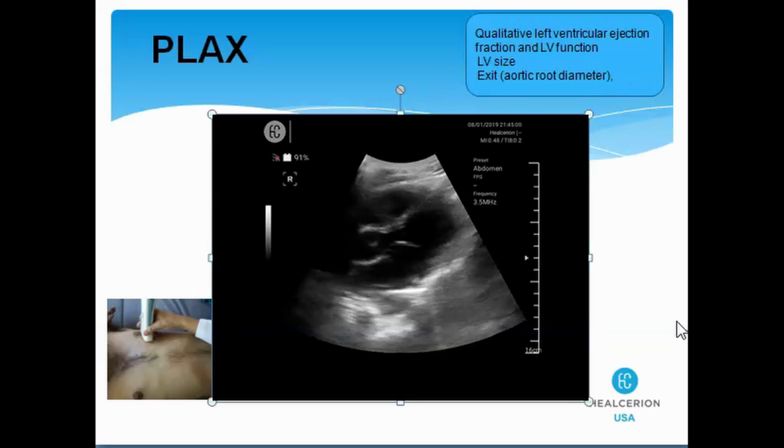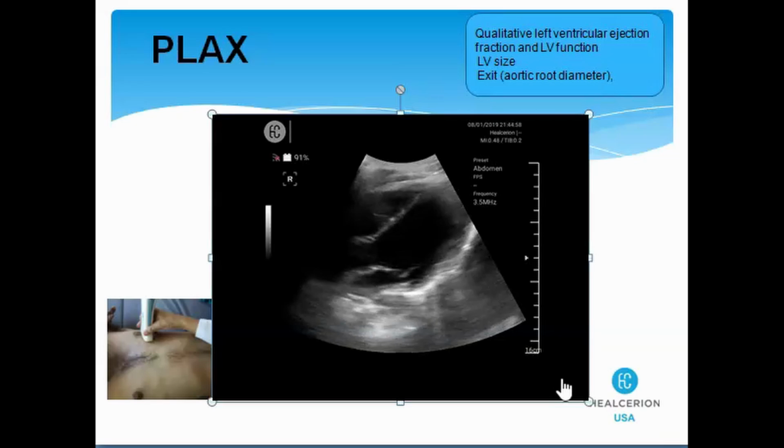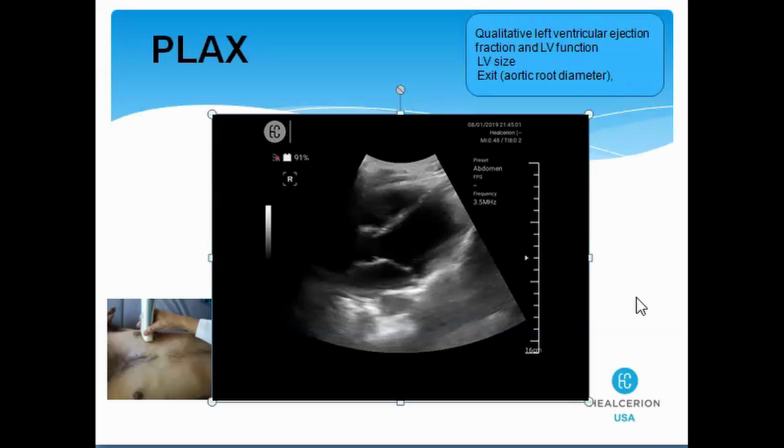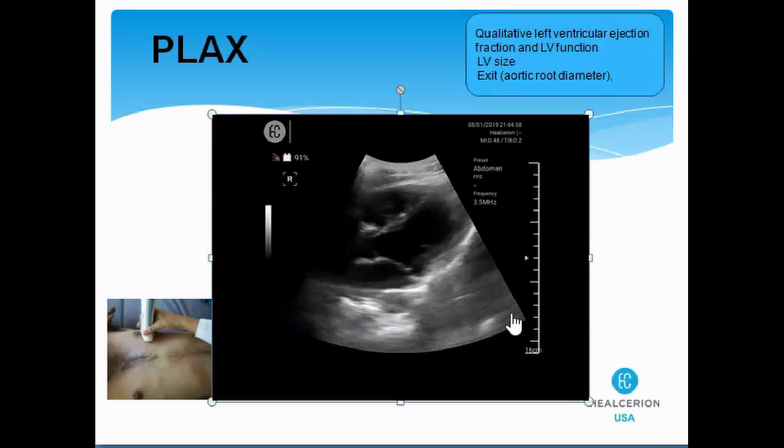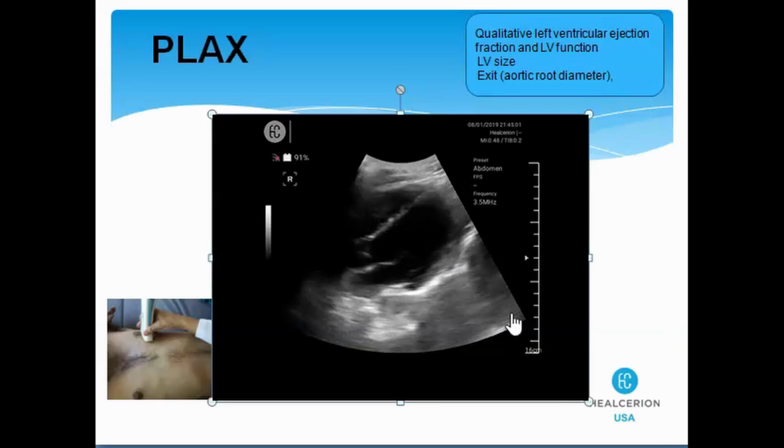So you can see the left ventricle. Note the movement of both the ventricles, the right ventricle and the left ventricle. Also note the mitral valve and the aortic valve, and the mitral valve touching the interventricular septum. So this gives you the normal qualitative assessment of the left ventricular ejection fraction.